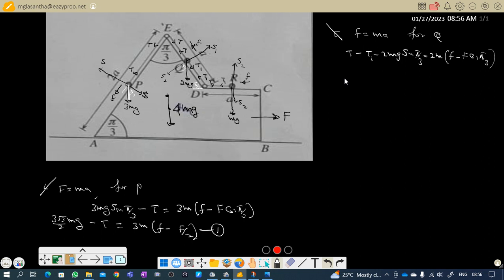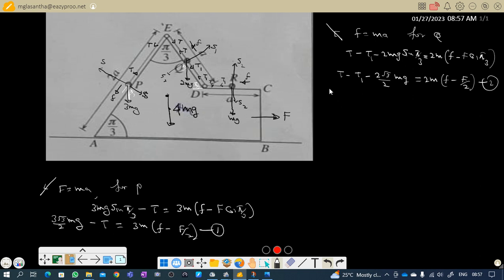So you have second equation, T minus T1 minus 2 root 3 by 2 mg equals 2m times f minus capital F by 2. So this is equation 2.